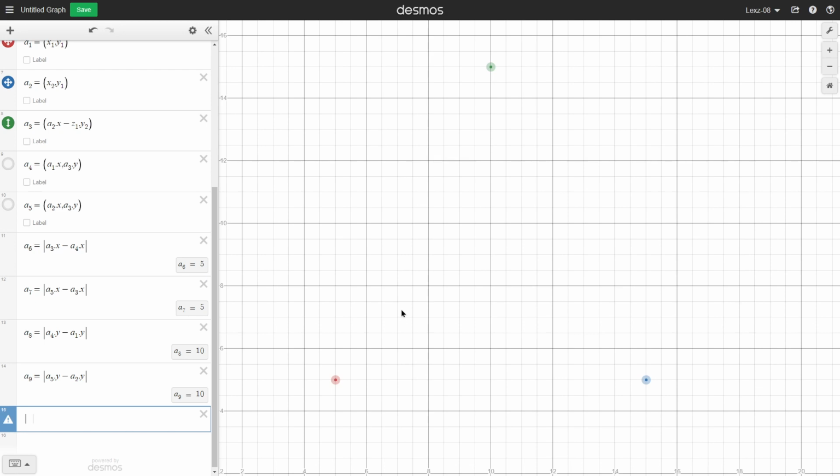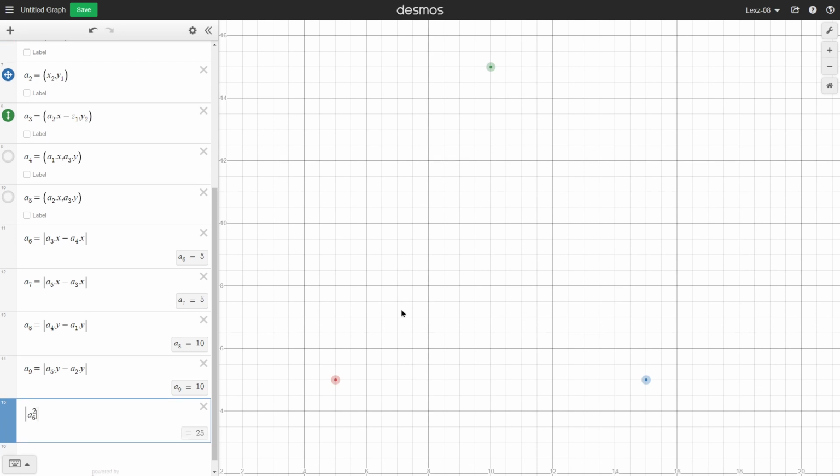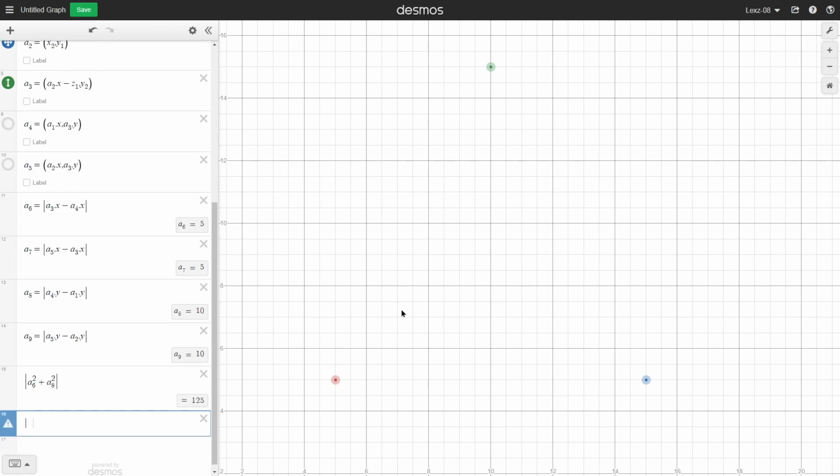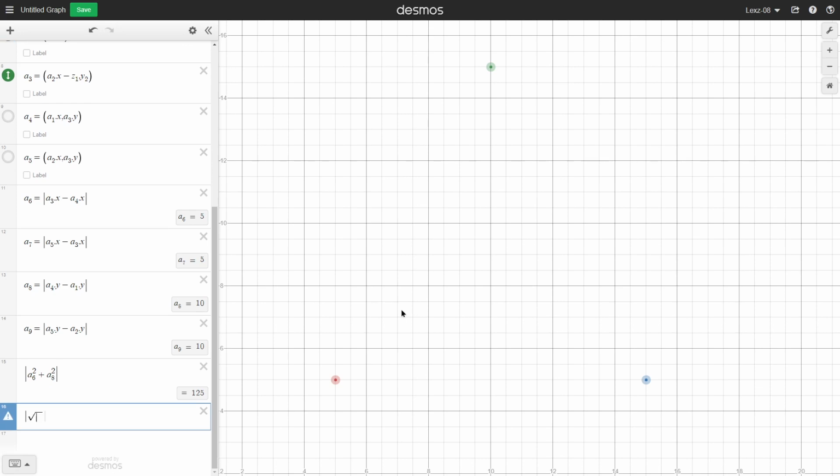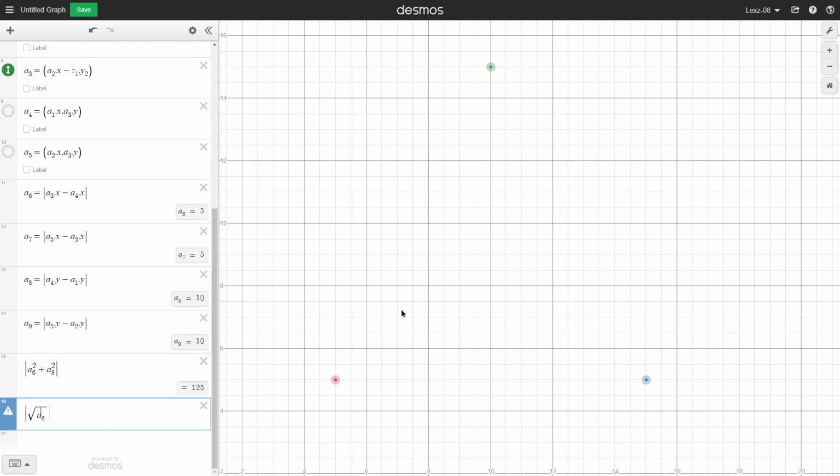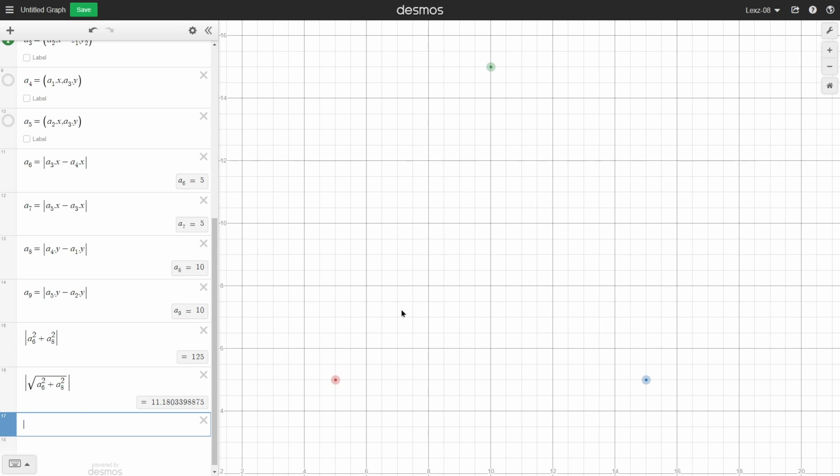So you have the absolute value of A6 squared plus A8 squared. And then you have the absolute square root of A6 squared plus A8 squared. Okay, so that's the absolute value of that. Now, for the other one. Because for some reason I decided to. Even though it's completely unnecessary.